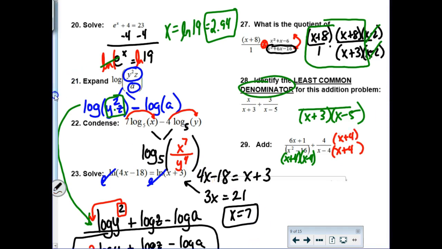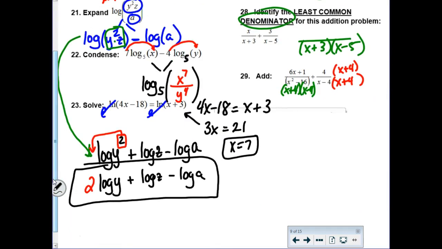Sorry, I didn't leave you a lot of room here, did I? Alright, so good news. I have the denominator. I'm not going to do any more work on that part. Bad news is my numerator is not quite ready. Got to distribute a little bit.